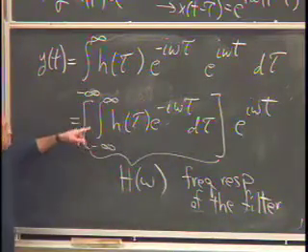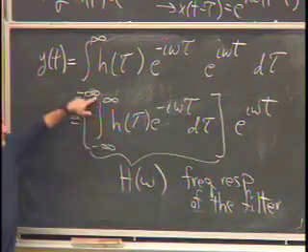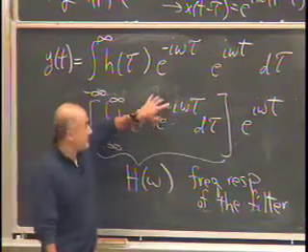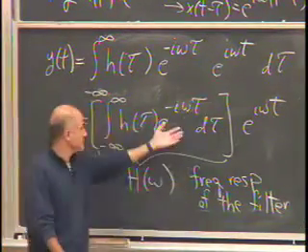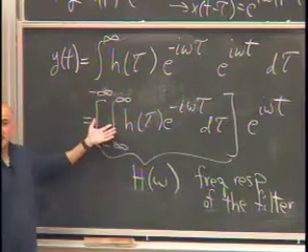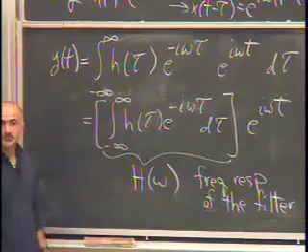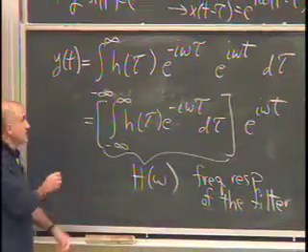So in discrete time, you had summation from minus infinity to infinity h of m e to the minus I omega m. In continuous time, you have the same type of expression except with an integral. That's expected. So the format is roughly the same.